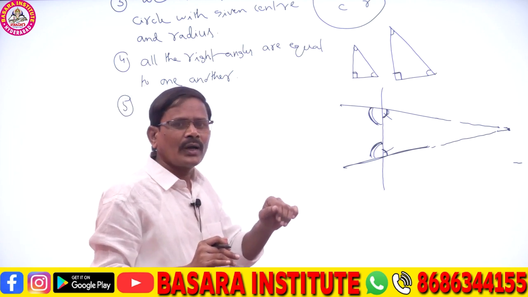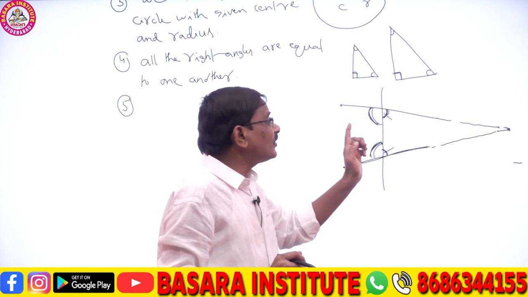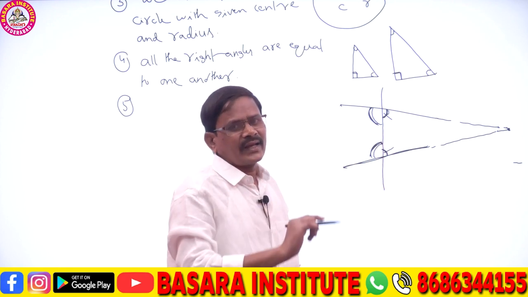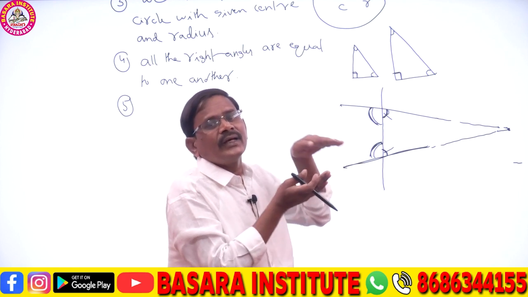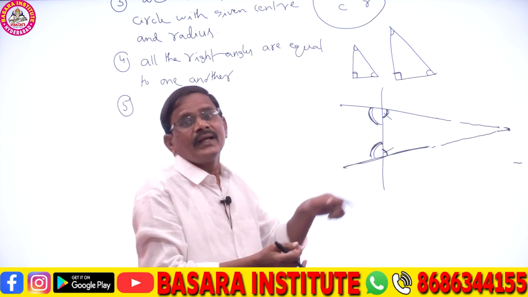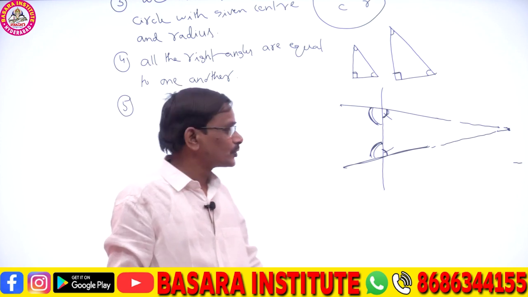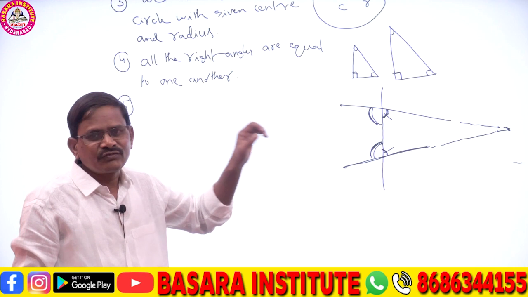When the sum of interior angles on the same side of the line is less than two right angles, on that side, if we produce infinitely, they meet at a point, or otherwise they cannot meet, right? So this is Euclid's fifth axiom.